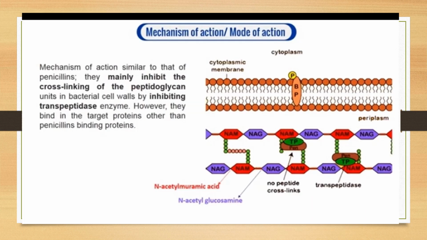Now we see the mode of action of cephalosporins. As we have already discussed, all the beta-lactams work by inhibiting the bacterial cell wall. In the same way, cephalosporins also work by inhibiting the bacterial cell wall. The mechanism of action is similar to that of penicillin, and they mainly inhibit the cross-linking of peptidoglycan units in the bacterial cell wall by inhibiting transpeptidase enzymes. However, they bind to target proteins other than penicillin binding proteins.